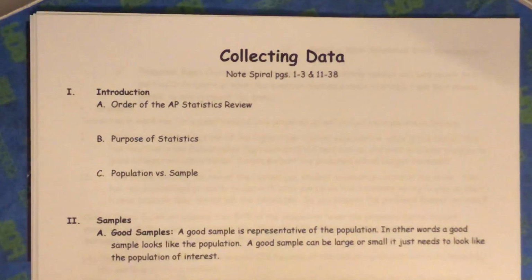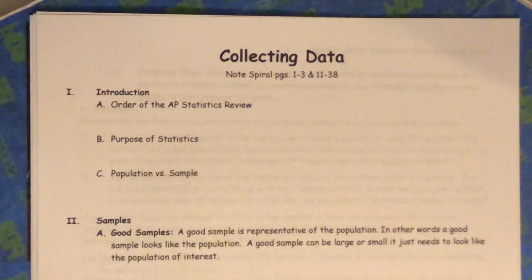The order of the AP review is going to be the same order that we went through class. The very first thing we're going to do is collect data. Then we're going to display and describe the data. Then we are going to say what's the probability that we would get data that looked like that. And then ultimately we're going to do inferences or make decisions on that data. And that's where we run hypothesis tests and confidence intervals. So that will be the order.